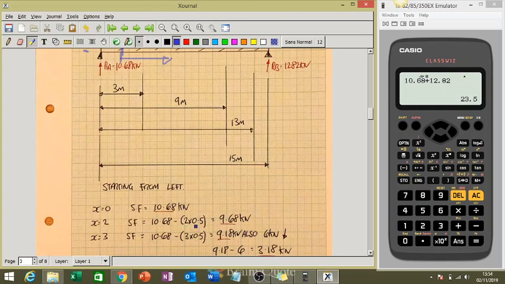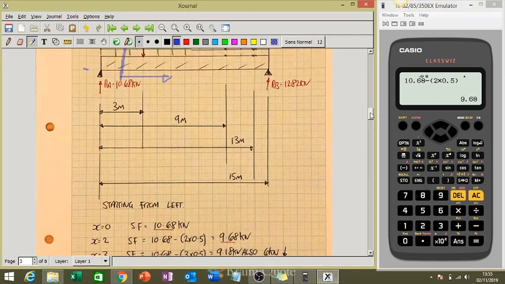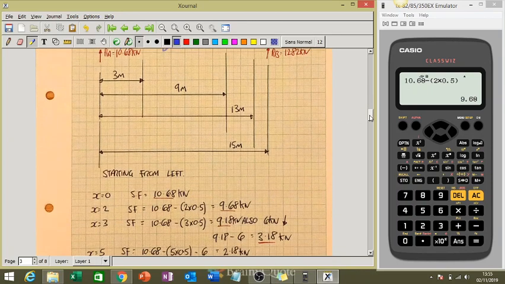The UDL is 0.5, and we're 2 meters in, so 10.68 coming up, and the UDL 2 meters worth is coming down. Don't forget the kilonewton. So I've got 10.68 coming up, and I've got coming down 2 meters worth of my UDL, which is 0.5 kilonewton per meter. That gives me 9.68 kilonewtons. So the shear force at that point here is 9.68.